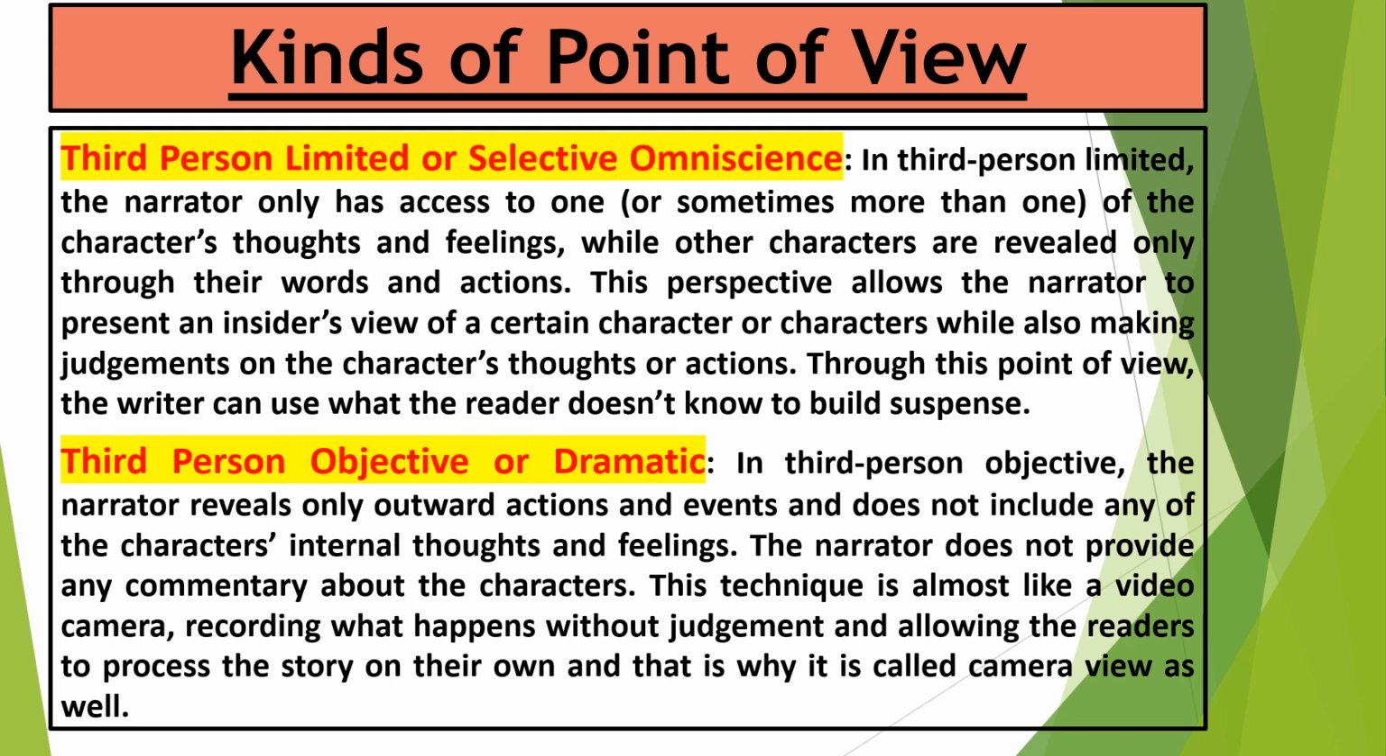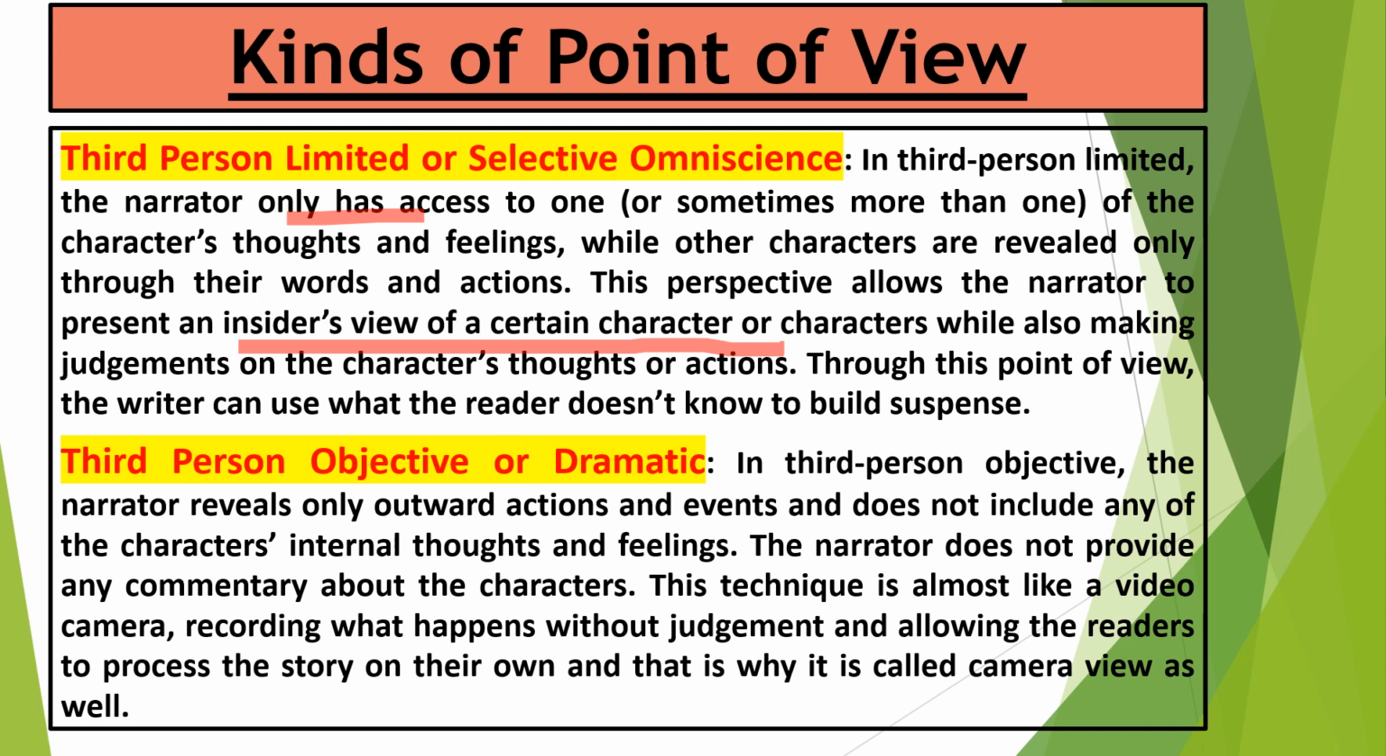Then there is third person limited or selective omniscient. In this, the narrator has access only to some limited characters, or the feelings, thoughts, actions or behaviors of some particular characters, and not all the characters. This perspective allows the narrator to present an insider's view of a certain character or characters, while also making judgments on the character's thoughts or actions. Through this point of view, the writer can use what the reader doesn't know to build suspense.